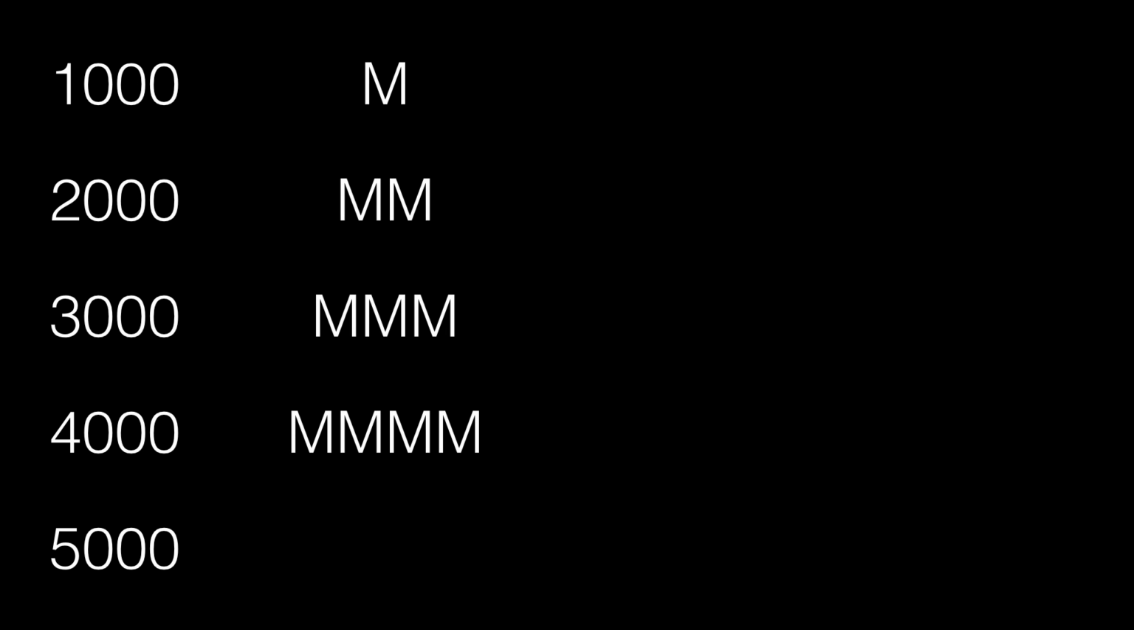1000 is M, 2000 is 2 times M, 3000 is 3 times M, 4000 is 4 times M, so naturally 5000 is 5 times M. But 5000 could also be written in a different way. That bar, which they call the macron, multiplies any number by 1000. Now how does the macron work?